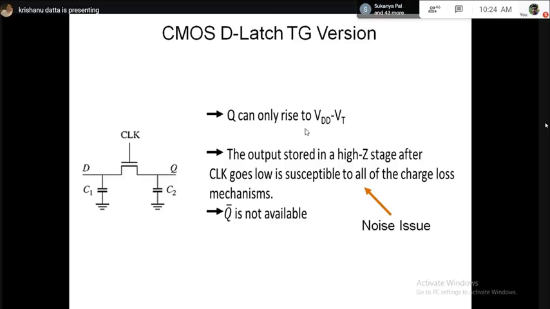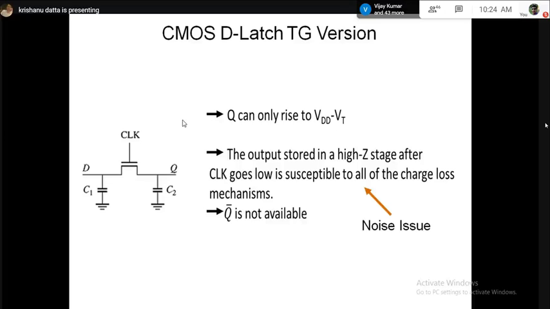The first problem is a circuit problem. The output can only rise to VDD minus VT. So this is a typical pass transistor problem. I explained in the previous classes that when I try to transfer logic 1 through an NMOS, it is always a weak logic 1, because input logic 1 means VDD, and the output can go at most to VDD minus VTH. I already discussed this in detail. So the logic 1 transfer is weak.